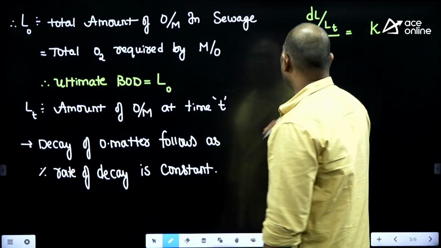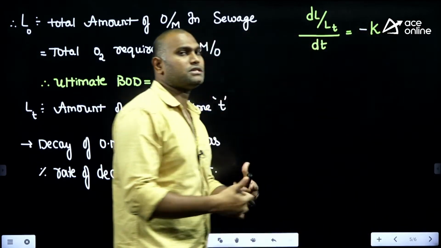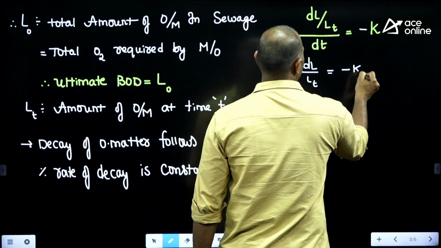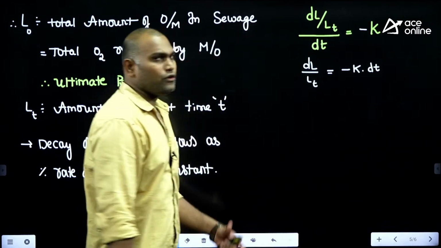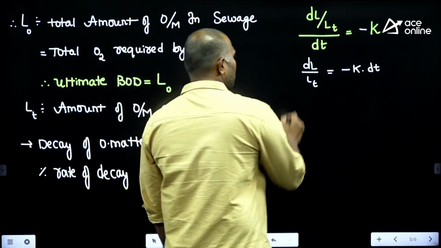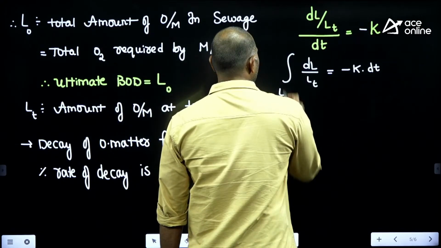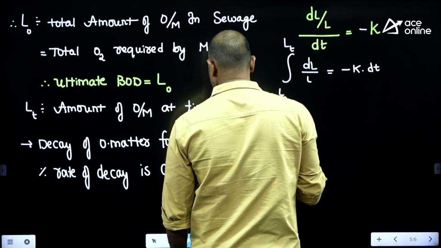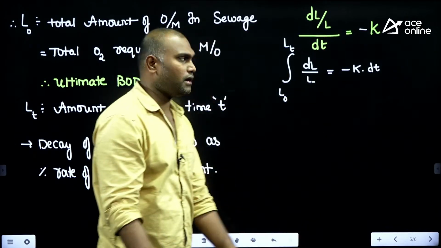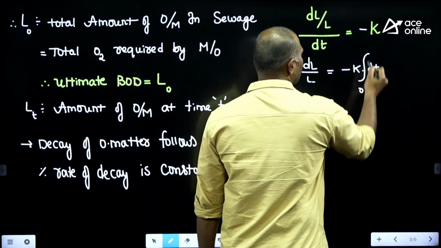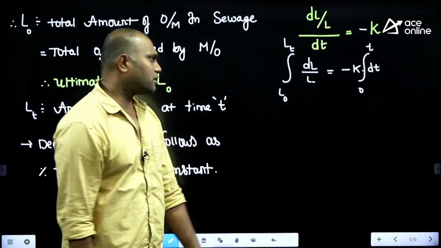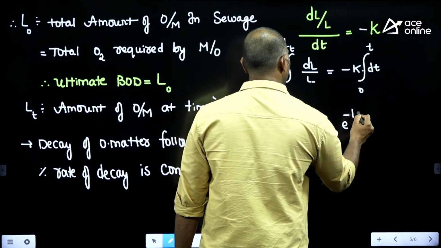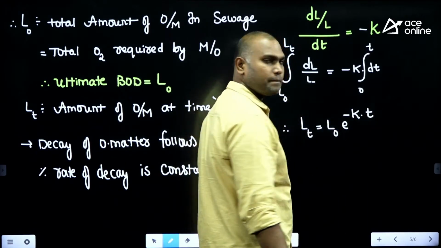But as you're dealing with decay, you write a minus. The minus represents decay. So now you can write dL by LT equals minus k into dt. If you integrate from initial, L naught, to LT, I can represent this directly as L, which is the organic matter, and integrate from 0 to T. After integration, you get LT equals L naught into e to the power of minus K into T.